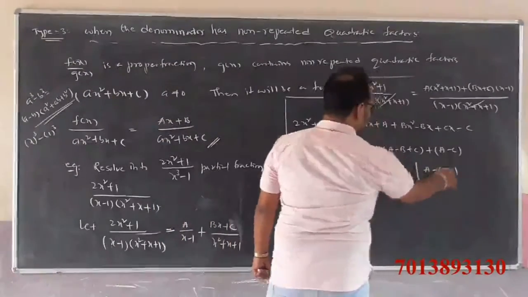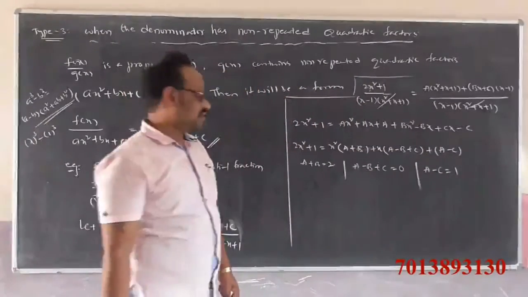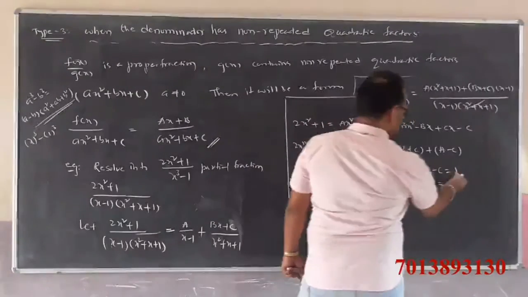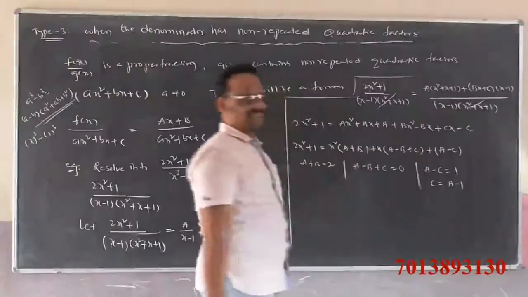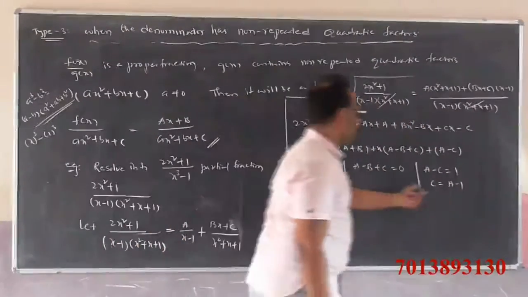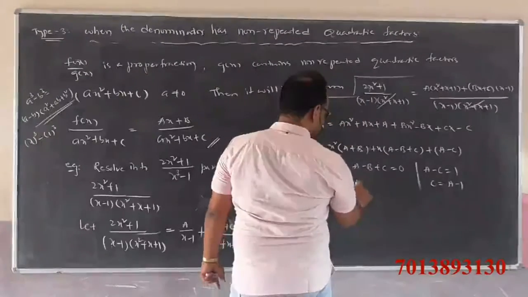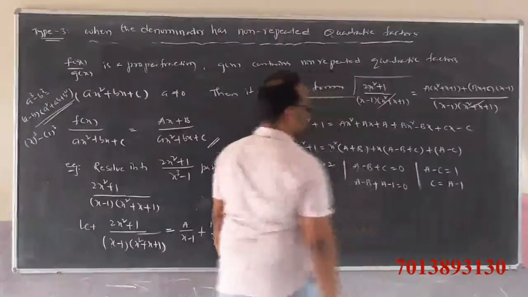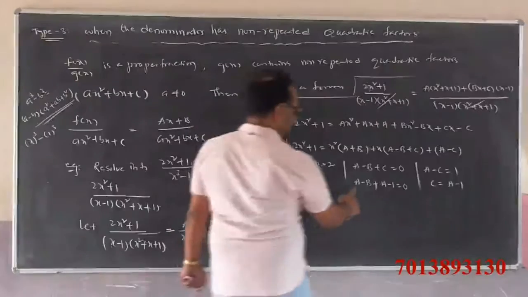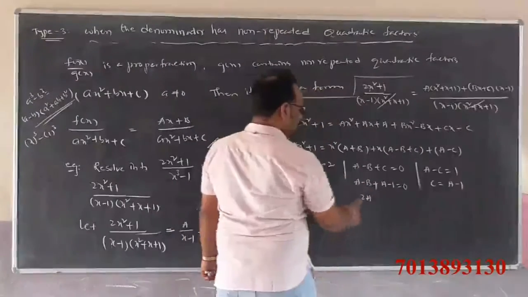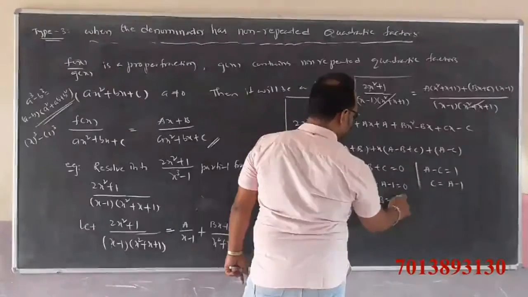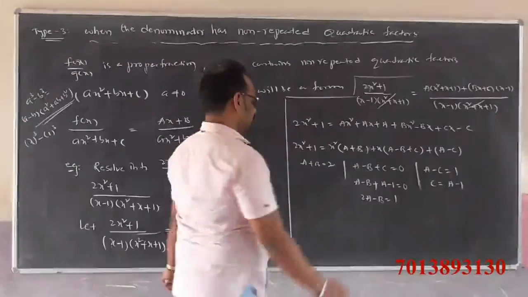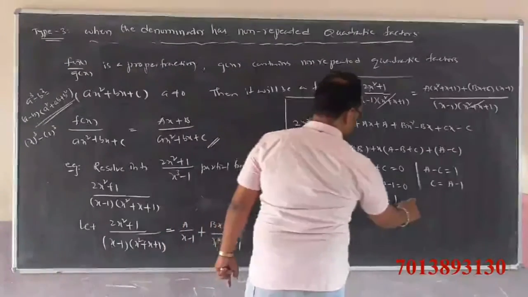This can be written as a minus c is equal to 1. So here, what is the c value? C value is equal to, if you transpose, we get a minus 1. C is equal to a minus 1. Substitute this in a minus b plus c is equal to 0: a minus b plus a minus 1 is equal to 0. Observe here, a plus a, 2a, minus b is equal to, if you transpose 1, we get 1. So 2a minus b is equal to 1, and a plus b is equal to 2. This is equation number 1, this is equation number 2.